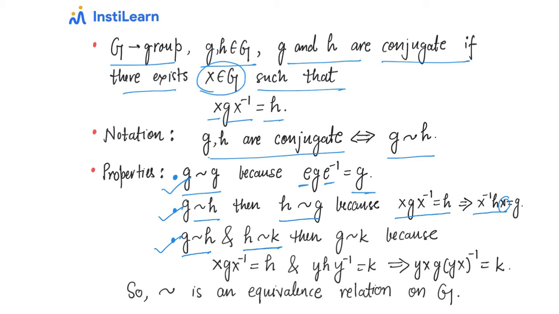Then the third property is that conjugacy is also transitive, that is, if g is conjugate to h and h is conjugate to k, then g is conjugate to k. And again, it's not very hard to see. If g is conjugate to h, there is an x such that x g x inverse equals h. H is conjugate to k, so there is a y such that y h y inverse is k, and then you can use the element yx, and you can see that yx g (yx) inverse, which is x inverse y inverse, will be equal to k. Once these three properties are there in a relation, the relation is called an equivalence relation. So conjugacy is basically an equivalence relation on the group G.